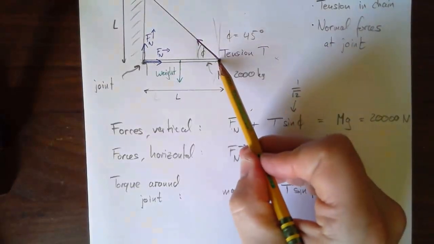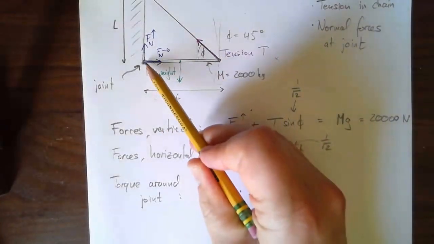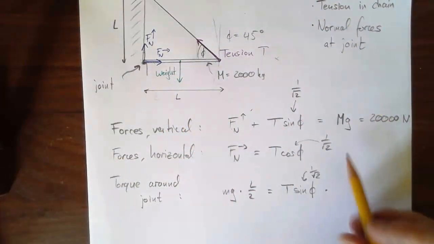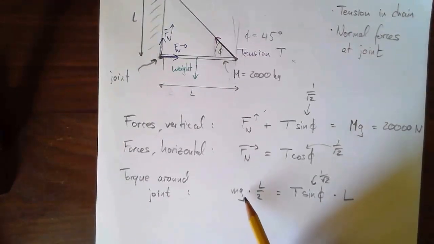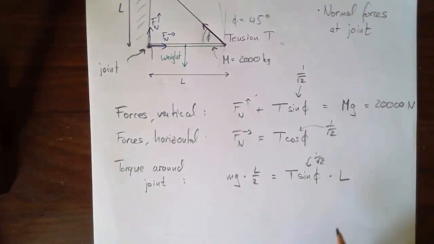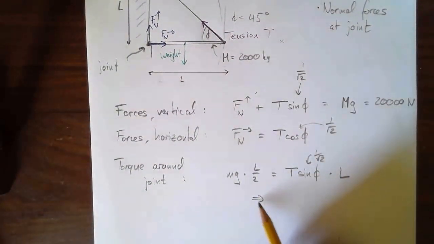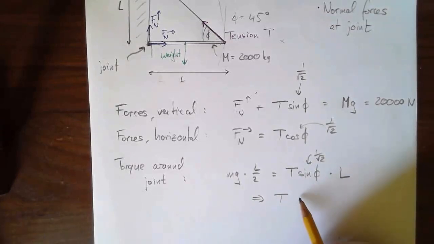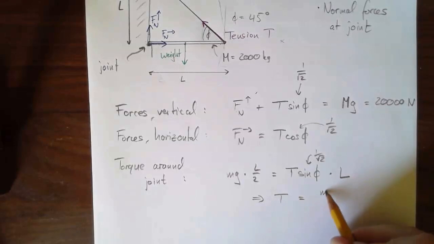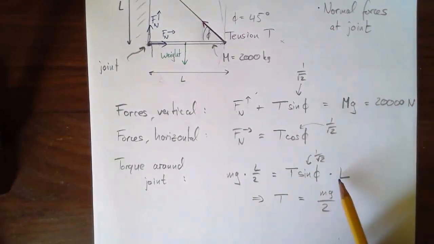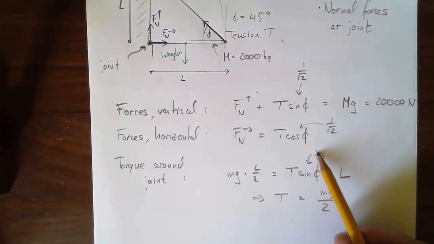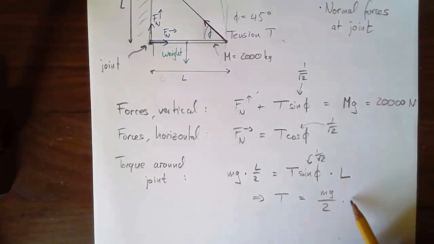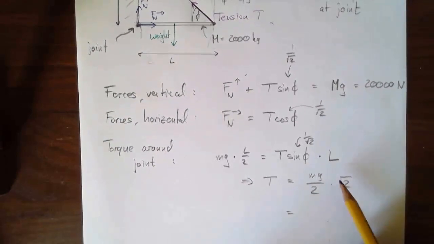Times, well, where does this force act? It acts at distance L from the hypothetical center of rotation, the hypothetical pivot, L. Hey, that's kind of interesting, because if I look at this equation, I can cancel out the L. I can rearrange this one to get that the tension is equal to mg over 2, right? The L is cancelled out, times, so this is 1 over square root 2, so I multiply by square root 2 on the other side to rearrange this.